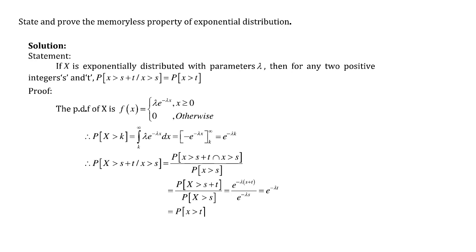So here also we are going to use the same conditional probability concept. Probability of x greater than s plus t given x greater than s is going to be equal to probability of x greater than s plus t intersection x greater than s divided by probability of x greater than s. So this is going to be equal to probability of x greater than s plus t divided by probability of x greater than s, which is nothing but e to the power of minus lambda into s plus t divided by e to the power of minus lambda s. So by simplifying, we get e to the power of minus lambda t, which is nothing but probability of x greater than t.